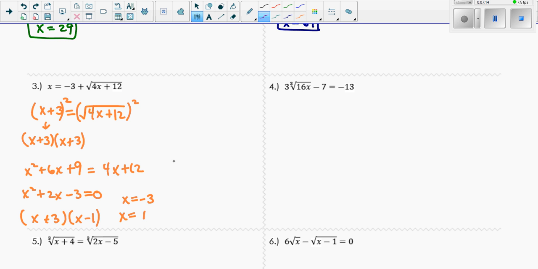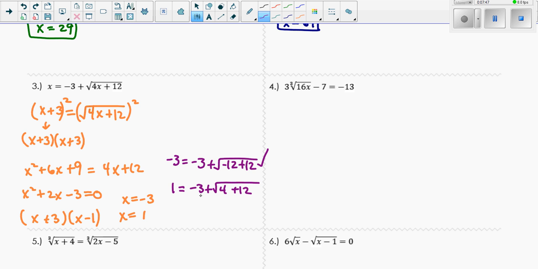Alright, let's see. So if x is -3, this is going to be -3 equals -3 plus the square root of -3 times 4, which is -12 plus 12. And then actually I'm going to rewrite the other one too. So if I have a 1, that would be 1 equals -3 plus the square root of 4 times 1, which is 4, plus 12. Okay, so let's go back and check. -12 plus 12 is 0. The square root of that is 0. -3 plus 0. So this one is good.